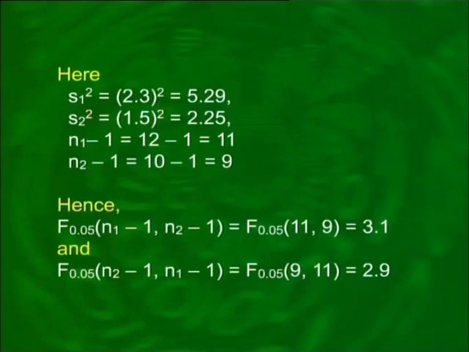Now, in order to find the value of F0.05, 11, 9, we will need to consult the F distribution table, the one which has been constructed for 5% area in the right tail. Consulting that distribution, we find that F 0.05, 11, 9 is equal to 3.1. Similarly, we also need to find F 0.05, 9, 11, and looking at the same table, we find that this value is equal to 2.9.